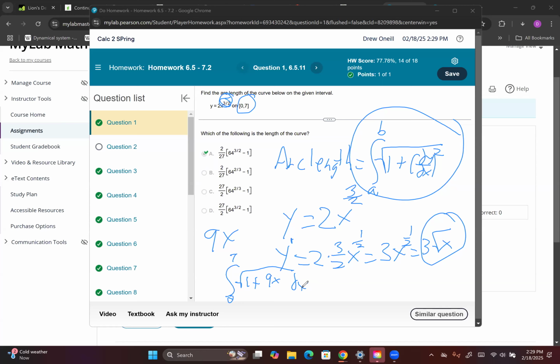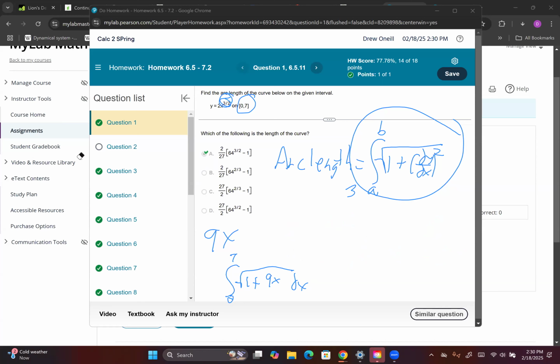Now, some of you have mentioned you forget how to do U sub. Well, this is good practice, so practice these. Let me erase some of this. All right. So if you got the setup, if you get to this point in the problem, that's awesome. So this is a U substitution where we're going to let U equal 1 plus 9x.